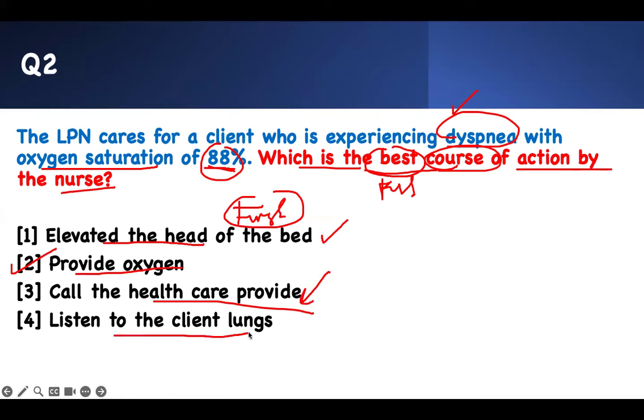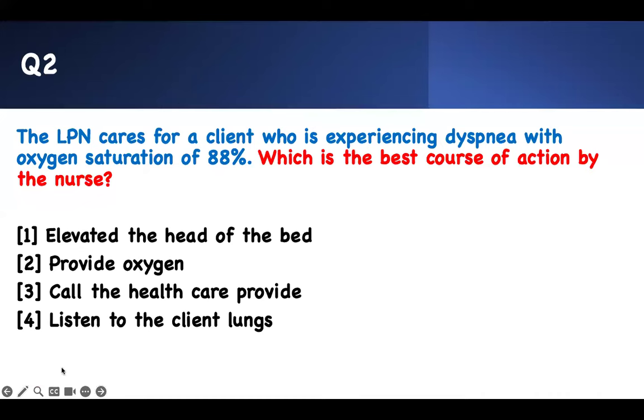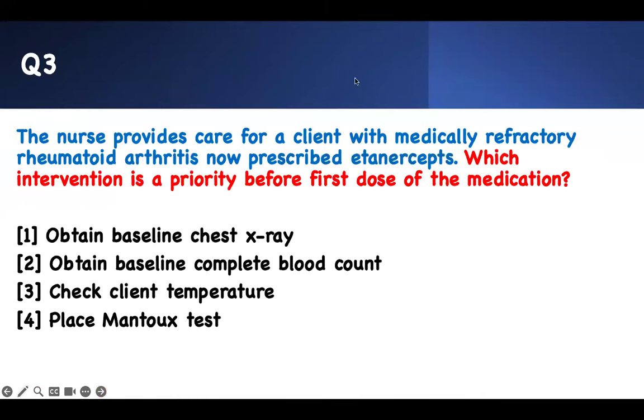Listening to the lungs is an assessment. After you provide them oxygen and raise the head up, then you can assess the lungs. So number 2 is your best answer. Fix the problem. You don't have time to listen to the lungs. It's not going to help you. Give him something to help with the hypoxia.